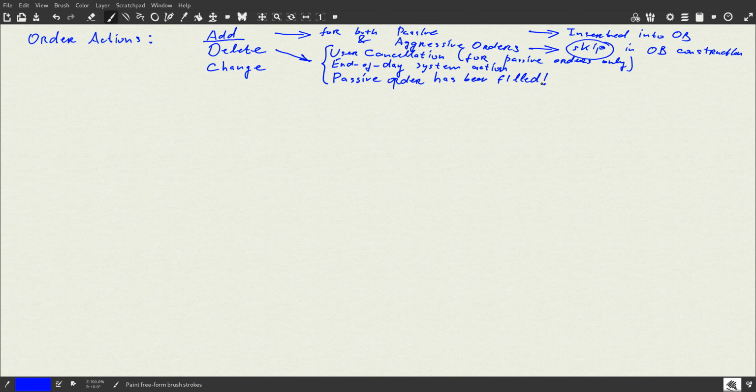This also means that if filled, it is deleted from the order book. So it may be deleted by user action, or it may be deleted as a result of the fill. These are three major reasons for delete. Maybe there are some others, but I think it is important to keep in mind these major three reasons.